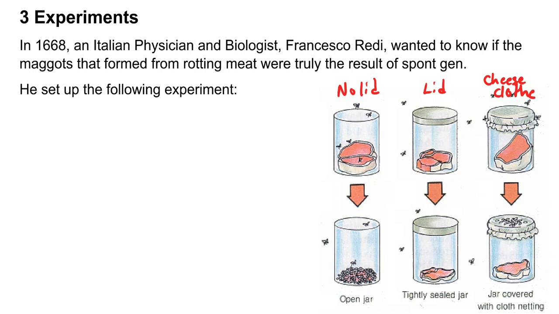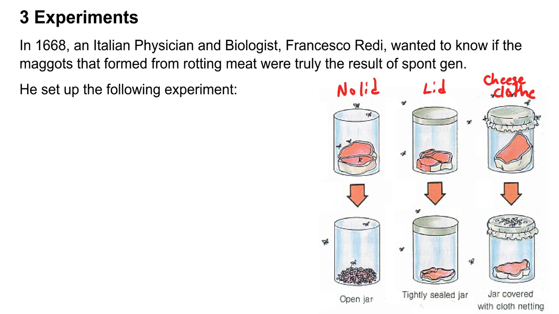So cheesecloth. What that means, cheesecloth is a porous material. It's a lot like a filter, okay? So this cheesecloth allows air to pass through it, but it doesn't allow larger things, particularly like flies. And so what he found is that the flies would conglomerate, or they would gather around the beaker with the cheesecloth, but they wouldn't be able to come into contact. And he also observed that after a little bit of time, no maggots formed on the meat.